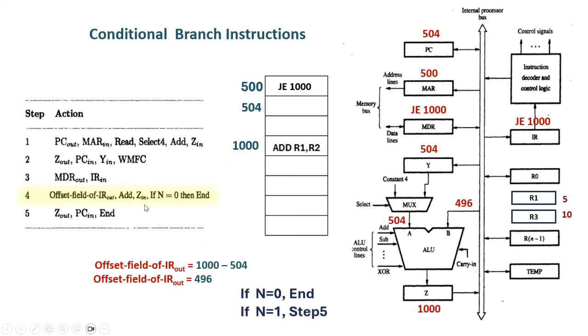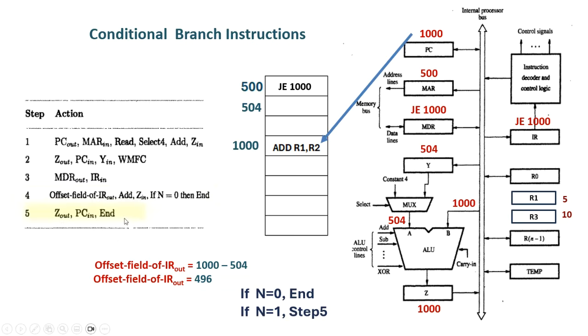When you execute this fourth step, the offset value is taken and added to this 504. The new value 1000 is calculated and the condition is checked. If the condition is false, the N value becomes 0, so it comes to the end. That means the next instruction, the 504 instruction, is executed. Your processor always points to the 504 instruction. But suppose the condition is true, the N value becomes 1 and it follows the fifth step. So when you execute this fifth step, the Z value is moved here and updated into the PC.